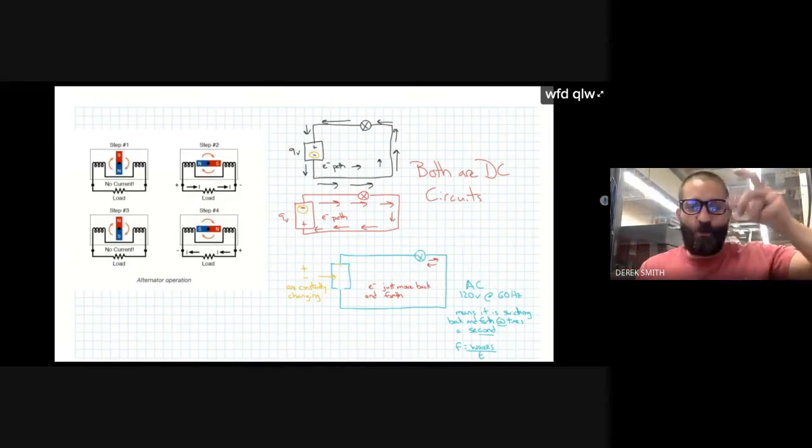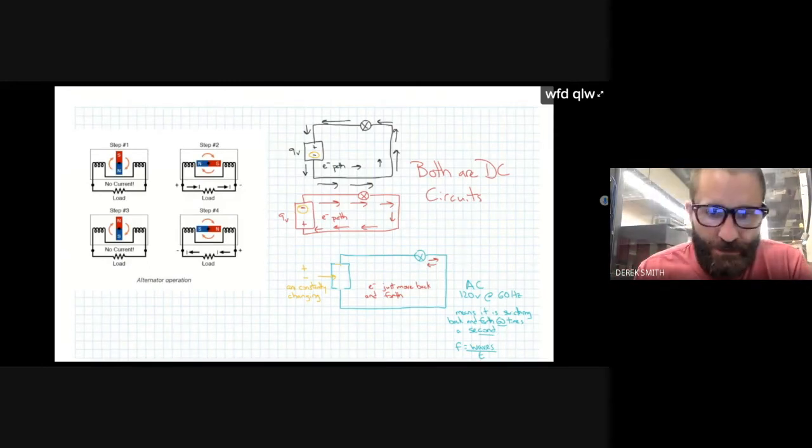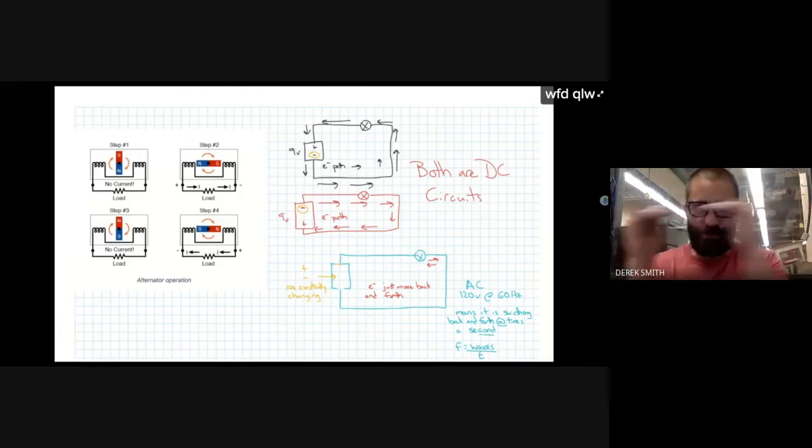And so that back and forth just means that those electrons can just move back and forth right by your bulb. So those electrons just kind of go like this, push, push, push, right by the light bulb. It's way more efficient than the direct current.